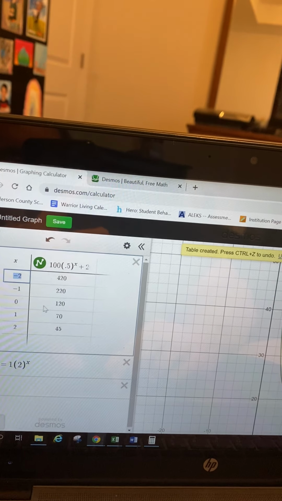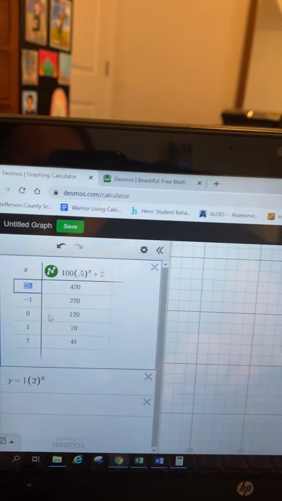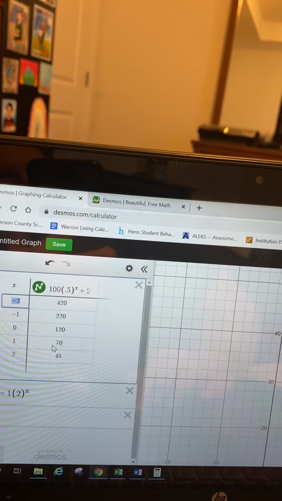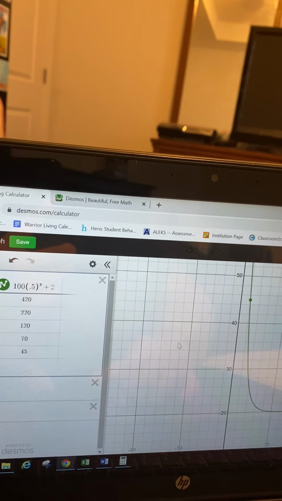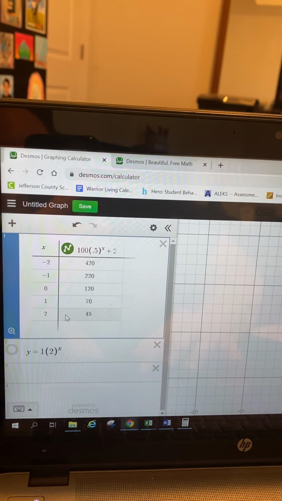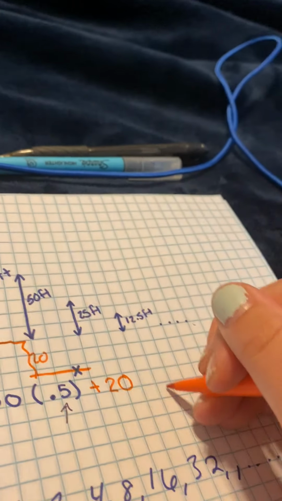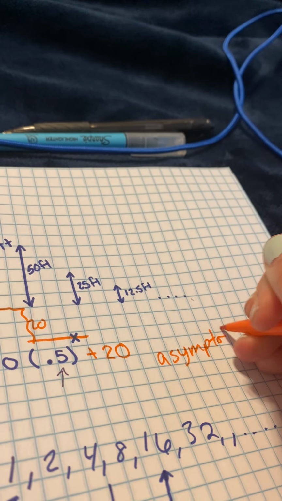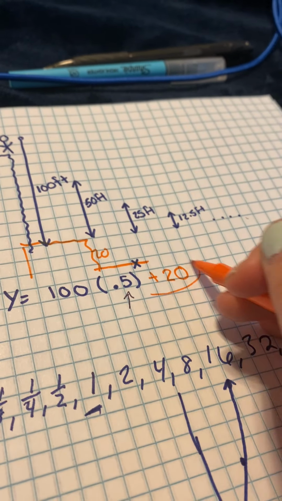There we go. It also changes our starting point because it's no longer 100 feet above the ground. It is 100 to the cliff and 20 to the ground. So our starting value is actually 120. And then the next one will be 70 feet. It halved it, but it's still at 20 feet above the ground. And then 45, and it's going to keep getting closer and closer to 20. So for that problem, our asymptote is y equals 20.